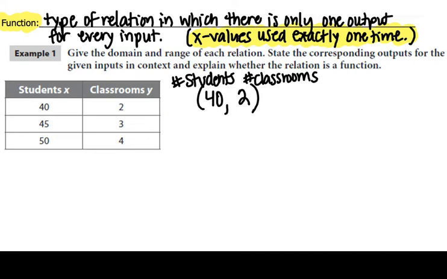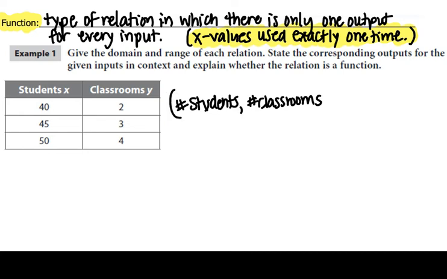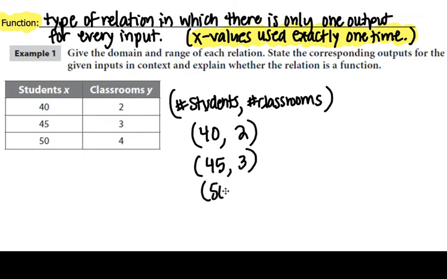So this is the number of students, and your y value is the number of classrooms. Sometimes I will write this as an ordered pair. My number of students is 40, so I put in 40 and I get out 2 classrooms. I put in 45 and I get out 3 classrooms. I put in 50 students and I get out 4 classrooms.